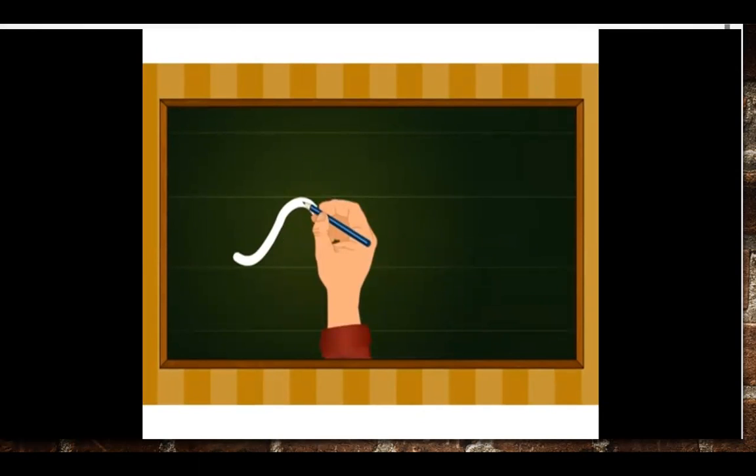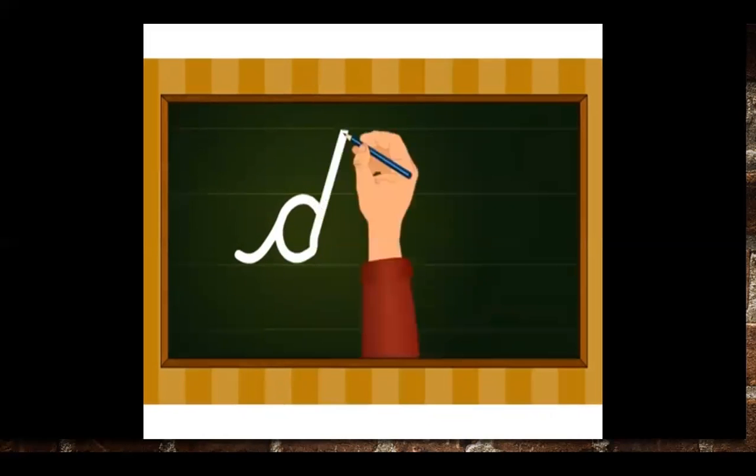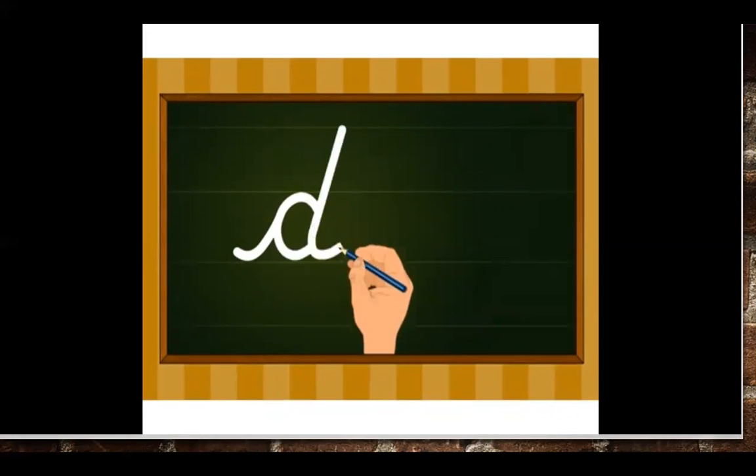First, you have to make a cursive C. Start from the third line, take an upward slant and make a little bit of a curve. Then bring it down again, making a C. Take it back to the first line. Like that, and bring it down, making a little curve.